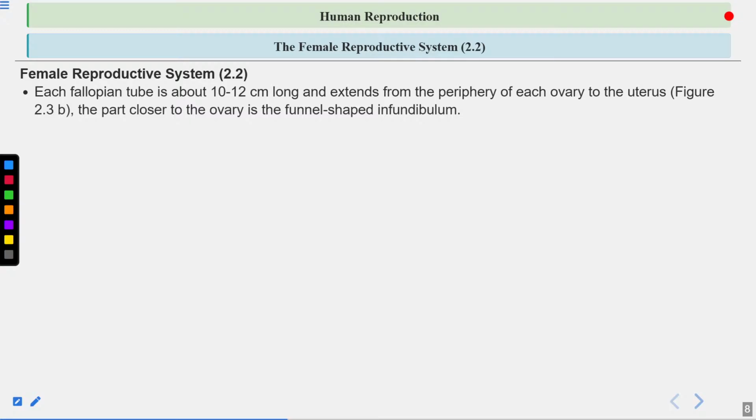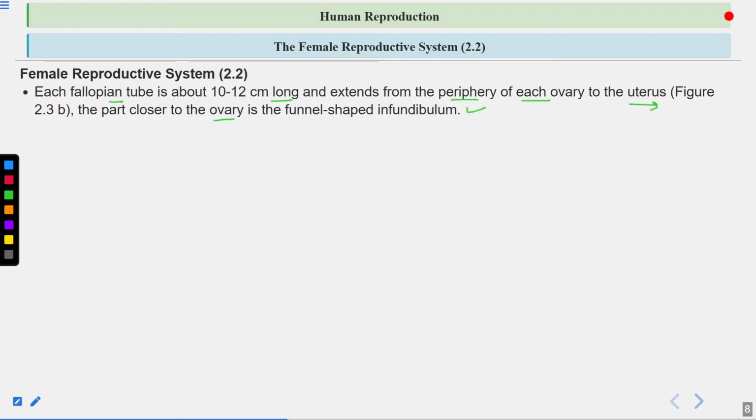Now, each fallopian tube is about 10 to 12 centimeters long and extends from the periphery of each ovary to the uterus. Okay. So we are talking about the fallopian tube now, also known as the oviduct. The length is 10 to 12 centimeters, and it extends from the periphery of the ovary towards the uterus. Now the part closer to the ovary is funnel shaped, known as the infundibulum.